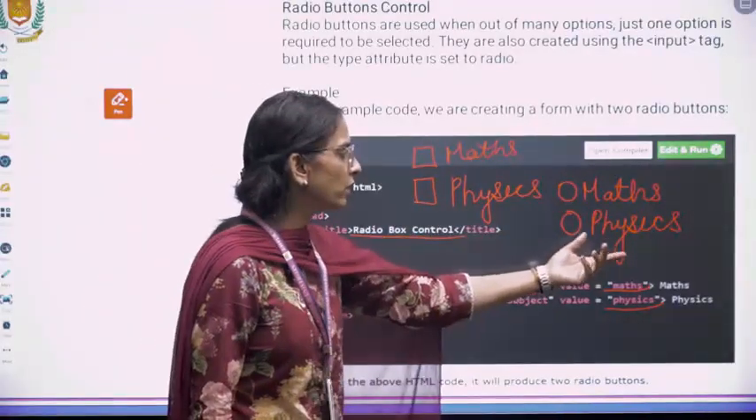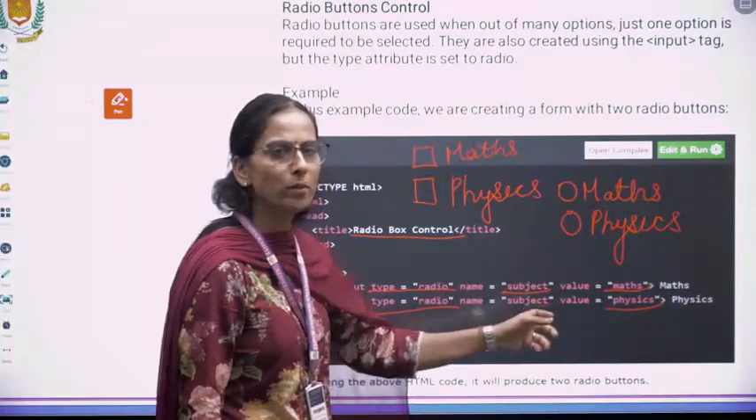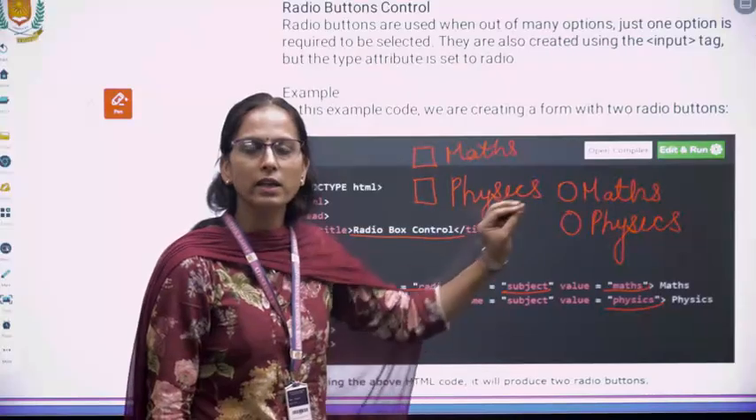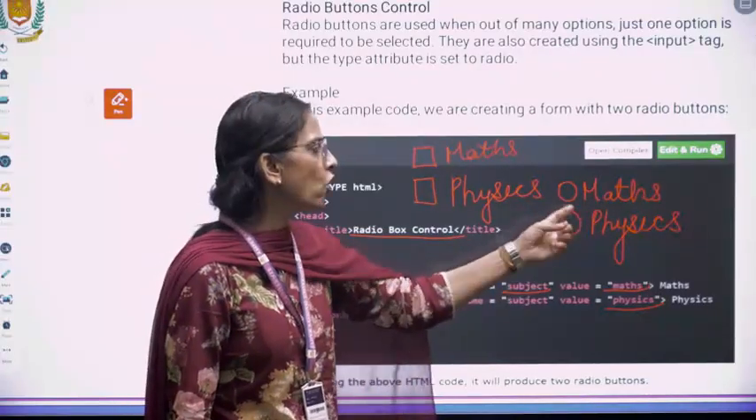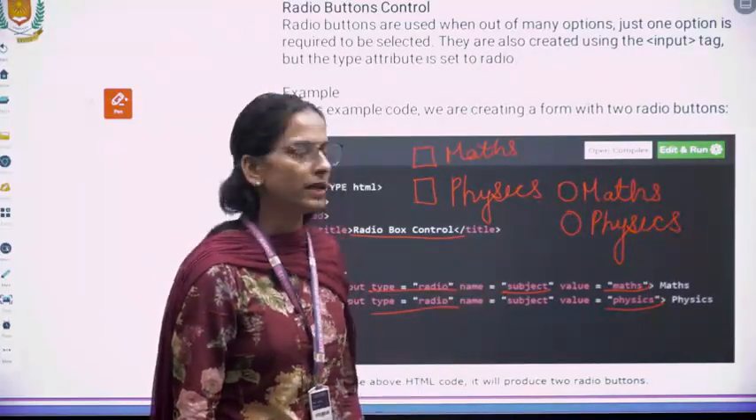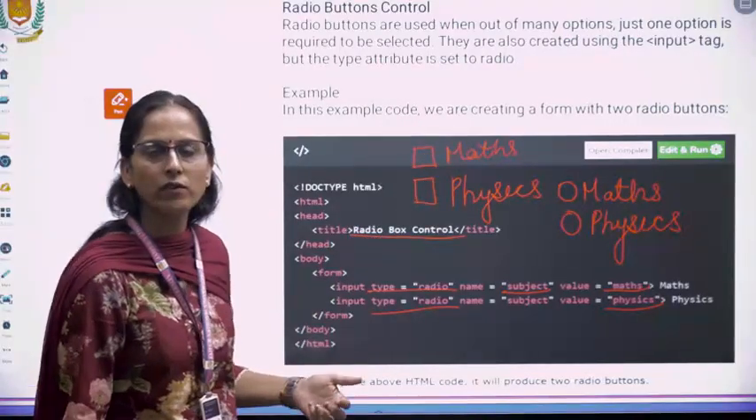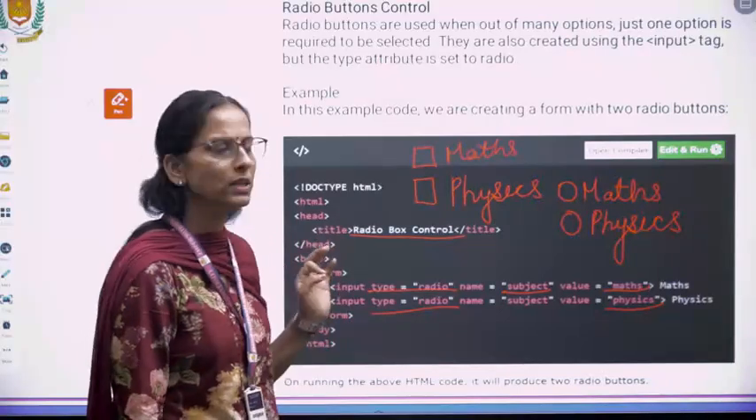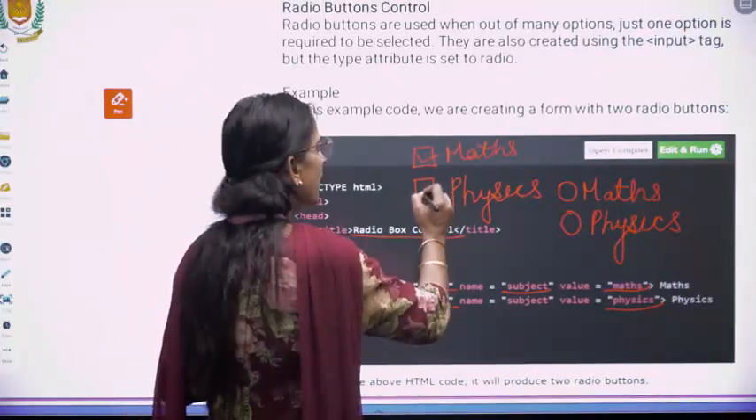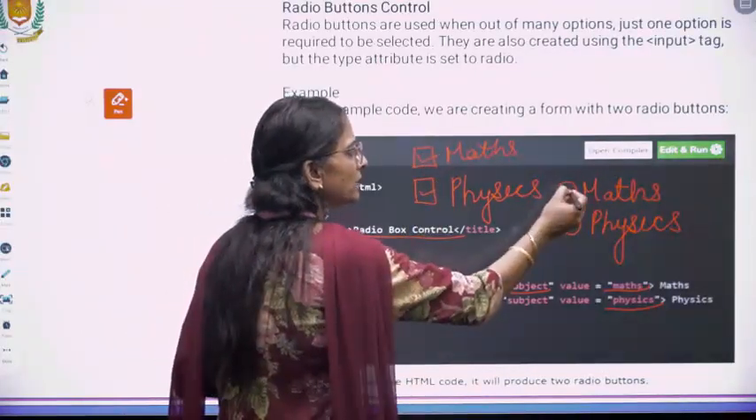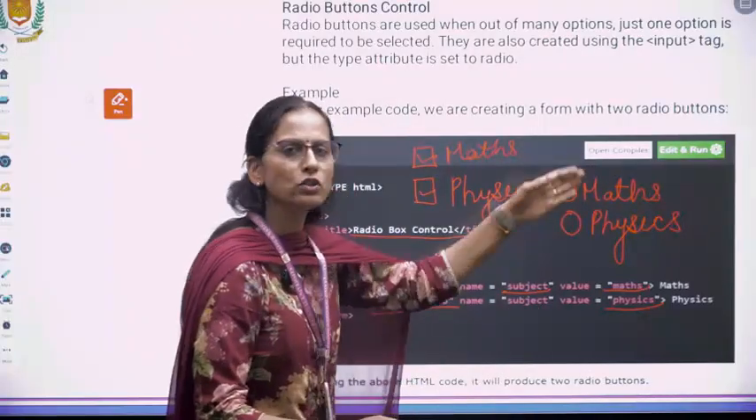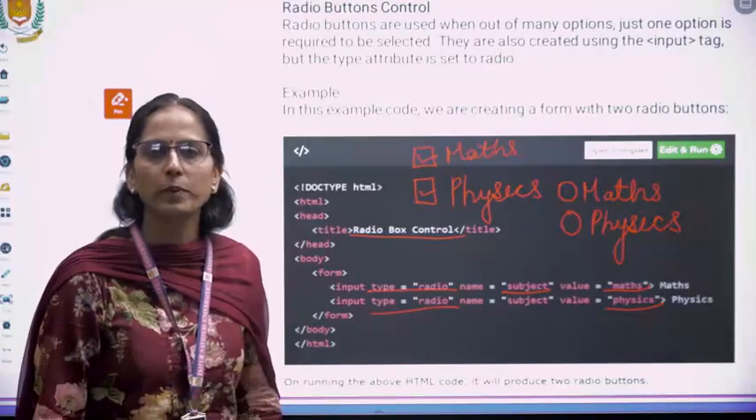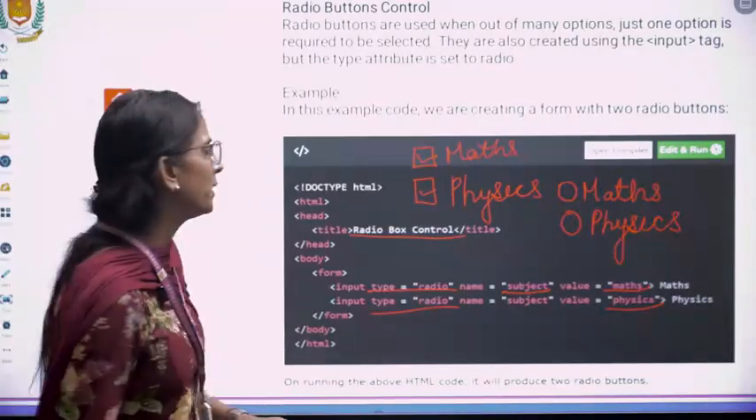If we give the values in the radio buttons, then the user can select only one, maths or physics. There is a choice. The user can opt for only one subject. If we have given this with the help of the checkbox, then the user can take both subjects. And in this you can select either this or that. These are the two options. So this is the difference between checkbox and radio buttons.